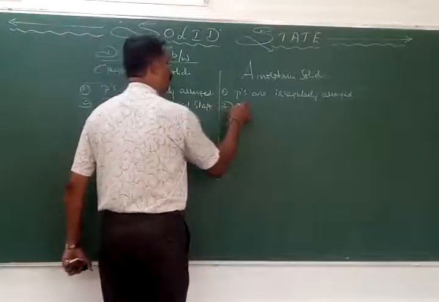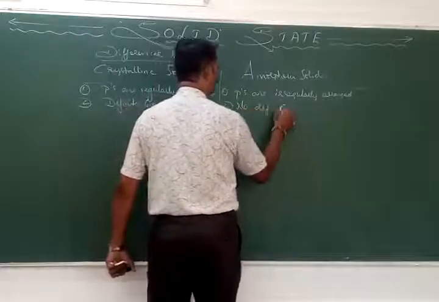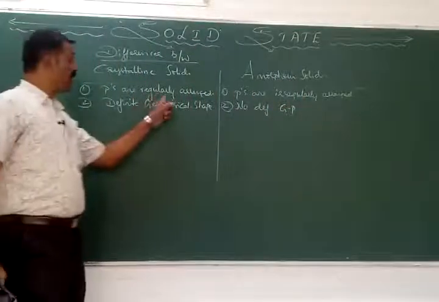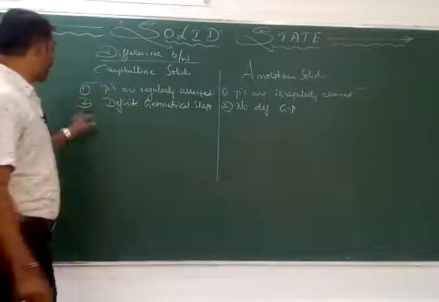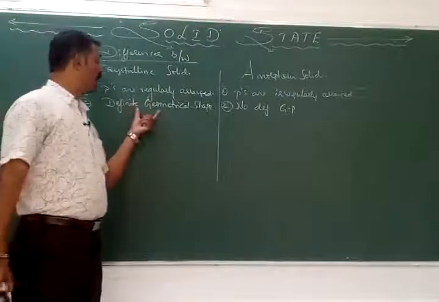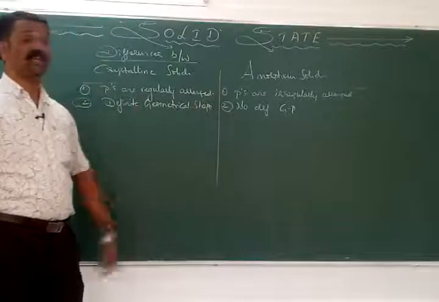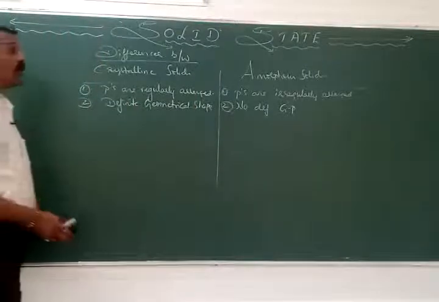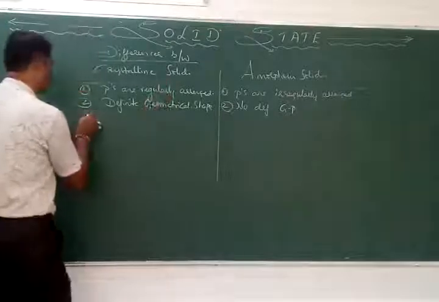So that is why crystalline solids have a definite geometrical shape. Here, no definite geometrical shape. Again the same reason. Why? Because if the particles are found to be in a regular arrangement, it is considered to have the definite geometrical shape. If the particle arrangement is irregular, that is why they have no definite shape in the case of amorphous solids.